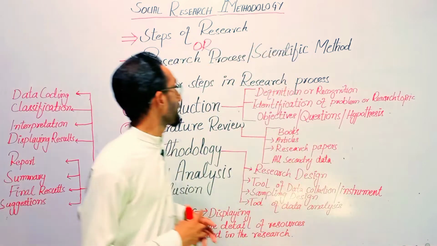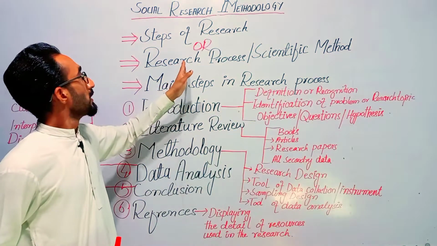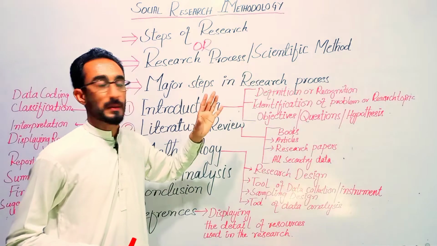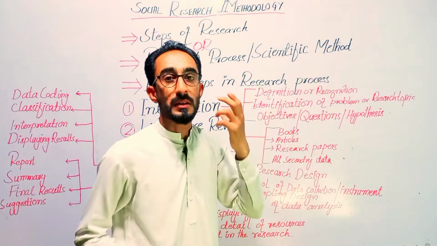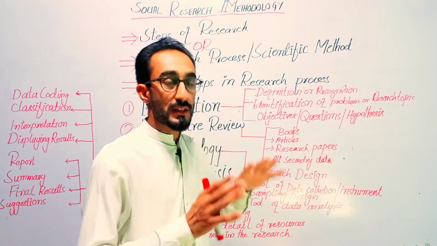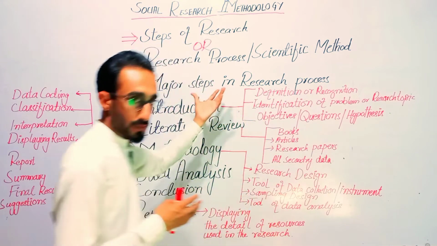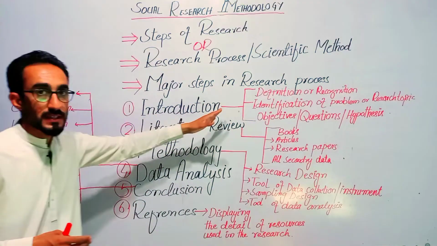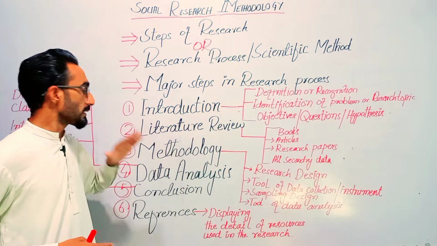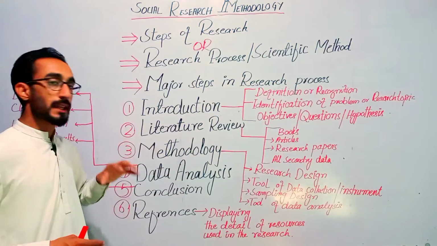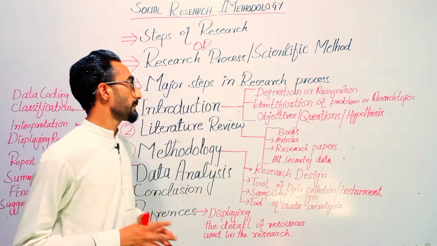Let's discuss the steps of the research process, or scientific method, or the major steps in the research process. These are the steps we follow in the conduction of any research study. Let's see what they are. The first one is introduction, the second one is literature review, the third one is methodology, the fourth one is data analysis, the fifth one is conclusion, the sixth one is references.